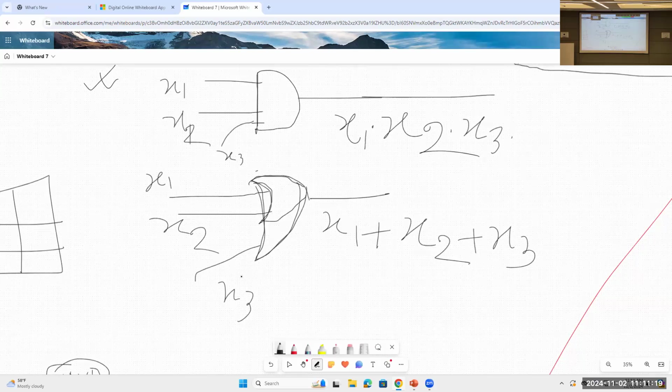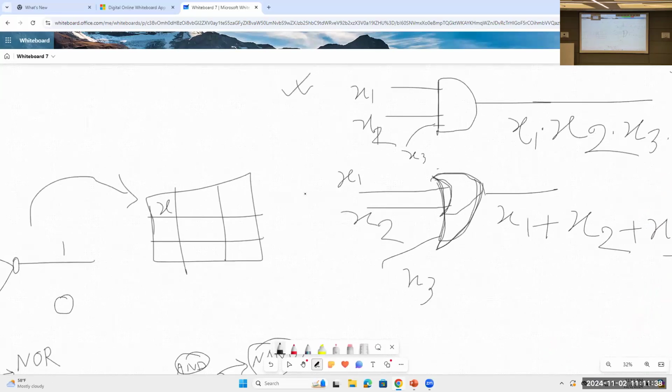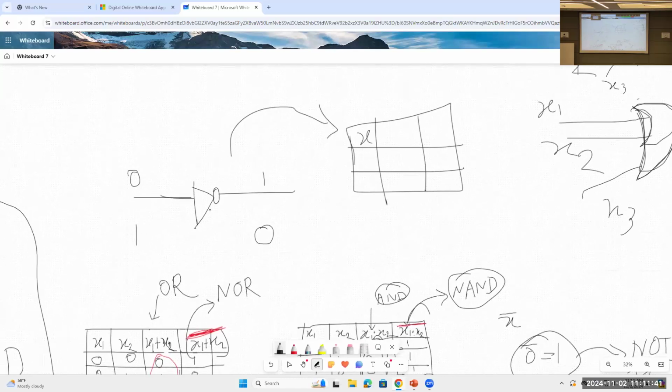So you can increase the number of inputs. If we have 4 inputs, you will add x1, x2, x3, and x4, and the output will be x1 plus x2 plus x3 plus x4. Simple as that. Those are multiple-input gates. But the NOT gate can take only one input. AND gate, OR gate, NAND gate, and NOR gate can take multiple inputs, but the NOT gate is a unique one. It can only take one input.